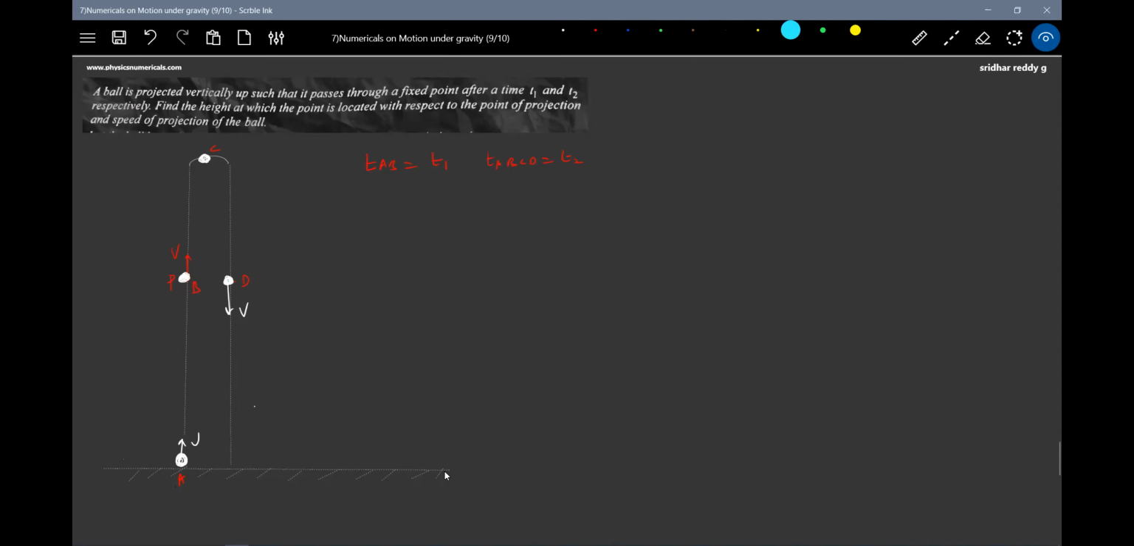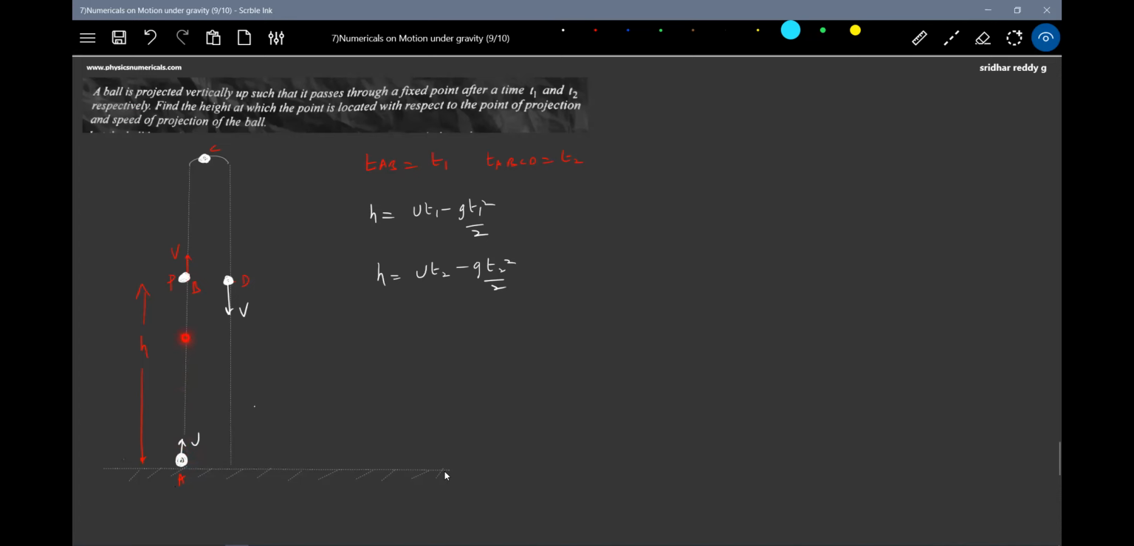Okay, let's do one thing. Let this be height H, unknown, and U. These two things are what is being asked. So let me write all the possible equations. H is equal to U T1 minus half G T1 square. Then again, same H equal to U T2 minus half G T2 square. This is for the ball that is projected.